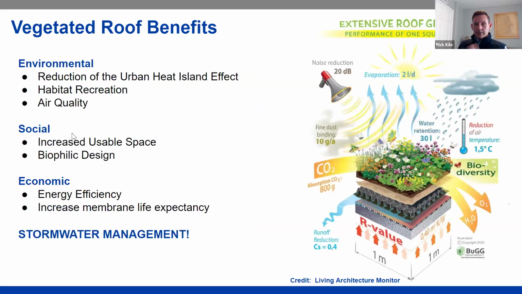So, this is a great image from the Living Architecture Monitor from Green Roofs for Healthy Cities, and it speaks to the volume of benefits that come with vegetated roofing. And there are great environmental benefits. So we're talking about the urban heat island effect, which I'm guessing most people by now are familiar with, but the fact that our rural areas are typically lower temperature than our urban areas, due to impervious surface largely.